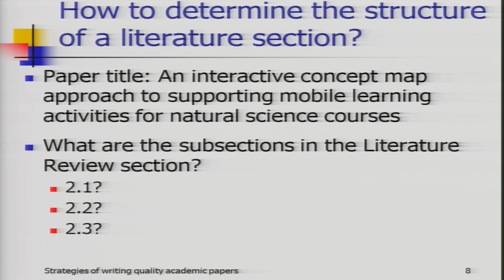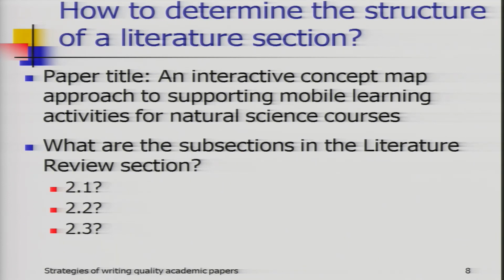If your study is mainly for solving the problem of natural science, yeah, it should be, okay. If your study is mainly for language learning, you should have a subsection about language learning, right? Technology enhanced language learning. But in this study, no, the aim is to propose an interactive concept mapping approach for mobile learning. And the natural science course is only one application for evaluating the performance of that approach. Okay. How about interactive?